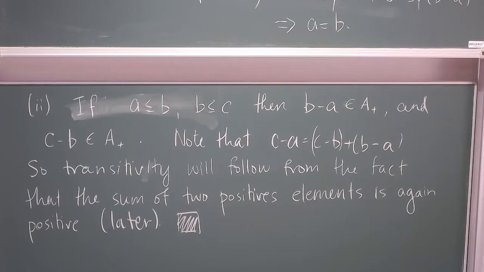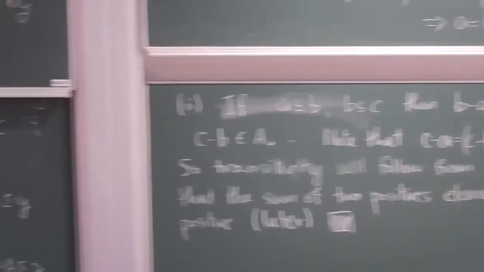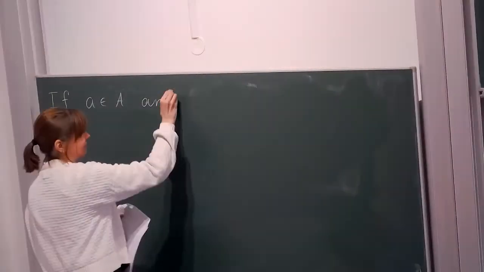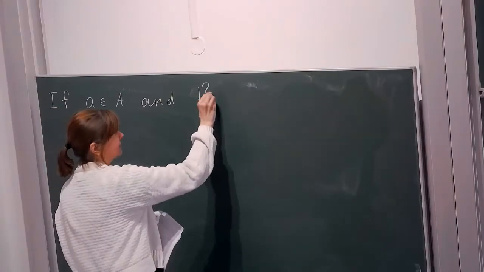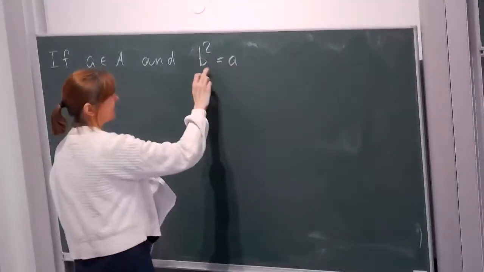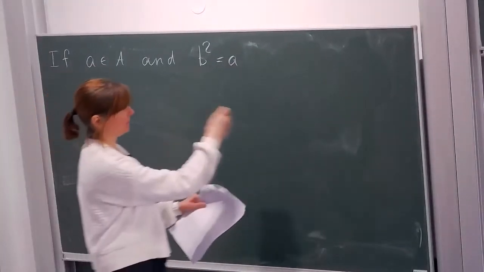All right. Another fun application of the functional calculus is that every positive element has a unique positive square root. By square root, what I mean is, if we have an element B such that B squared is equal to A, then we call B a square root of A.